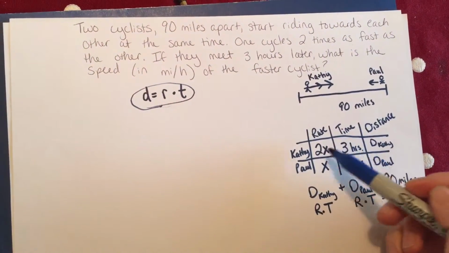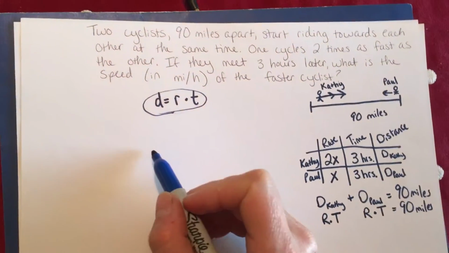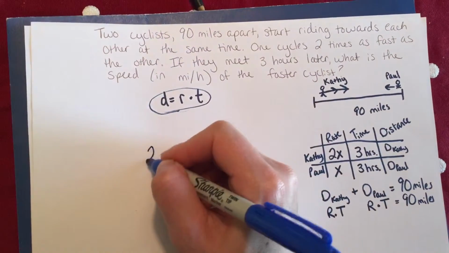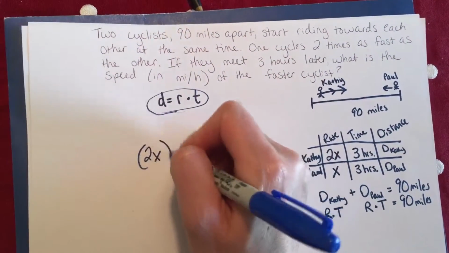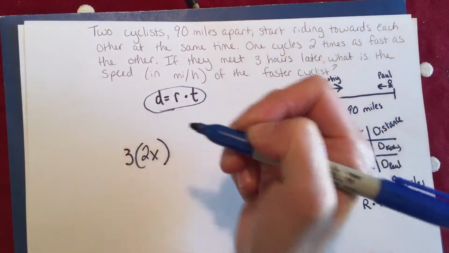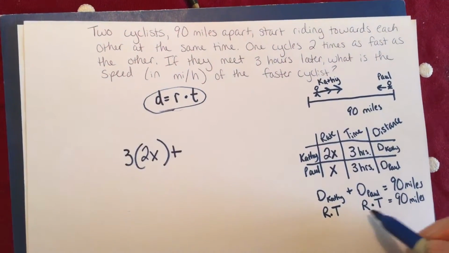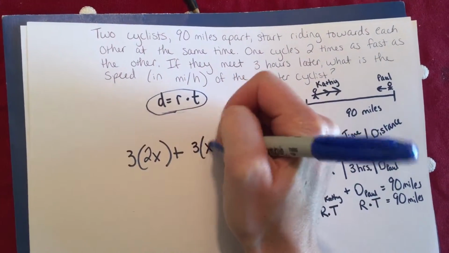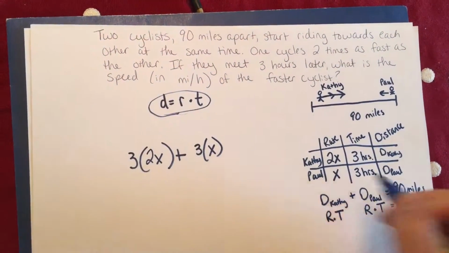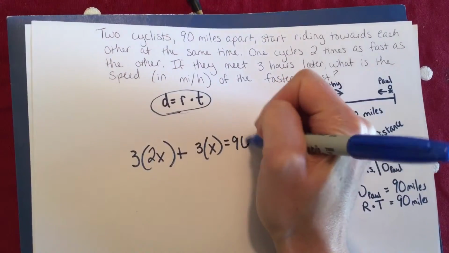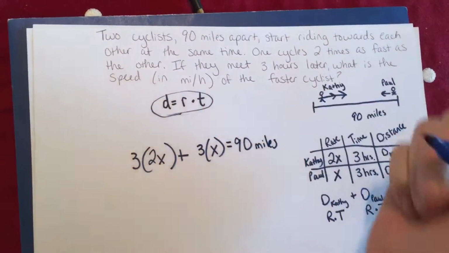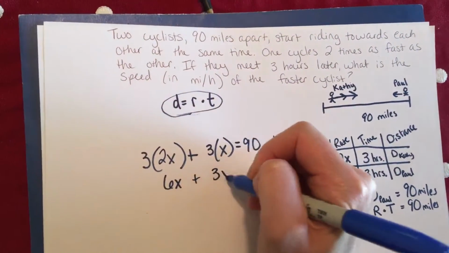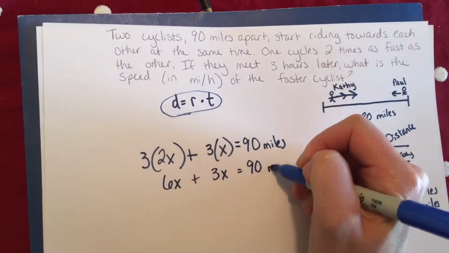So if I look back on my little table here, I'm going to transfer over here. I know that Kathy's rate is 2x, and I'm going to multiply that times her time, which is 3, and I'm going to add that to Paul's rate times time, so his rate is just x times 3, and the 3 again is coming from the time, and that equals 90 miles. So now I'm just going to solve this. I get 6x plus 3x equals 90 miles.